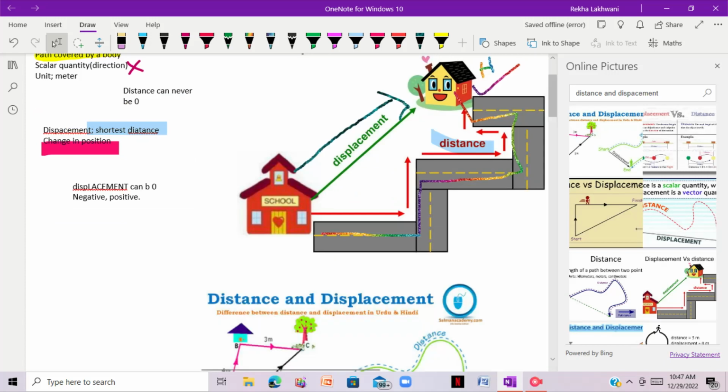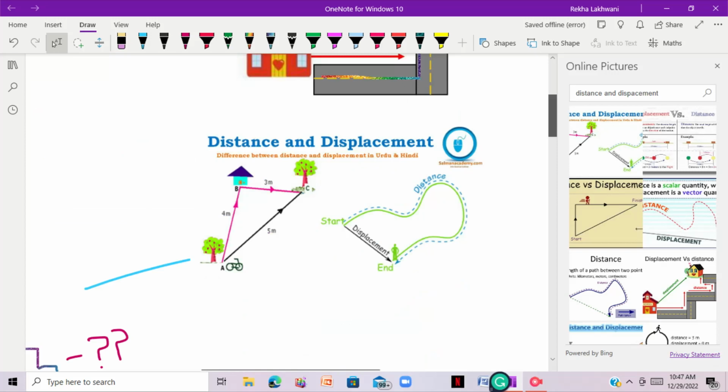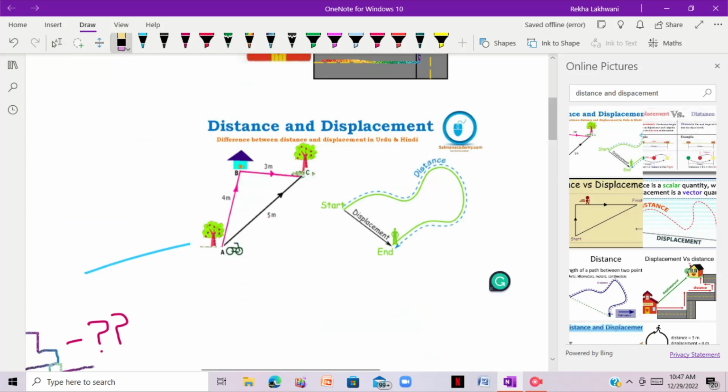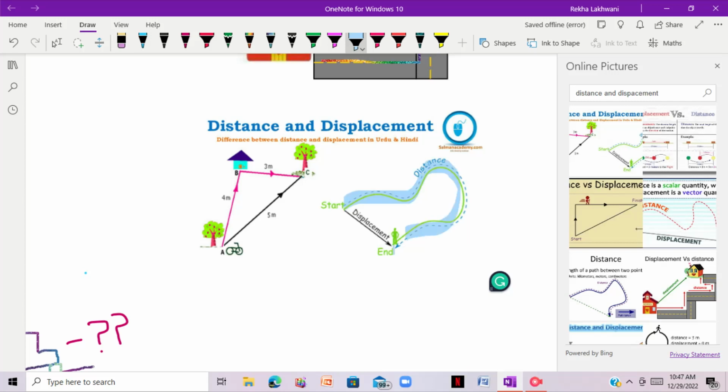Let me draw a diagram by myself. For example, this is my initial point, and going this way is the distance covered by me, and I'm again returning to the same point. What will the distance be? I am covering this distance, so distance will be something. Distance will not be equal to 0.